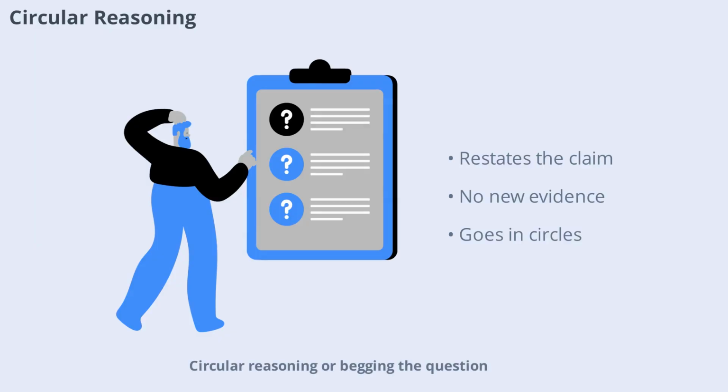Circular reasoning, or begging the question, happens when the conclusion of an argument is simply a restatement of its premise. For example, "I'm trustworthy because I always tell the truth." This statement doesn't provide any new evidence, it just repeats the claim in different words. Circular reasoning fails to prove anything and can make arguments sound convincing without actually providing support. Watch out for arguments that go in circles without real evidence.